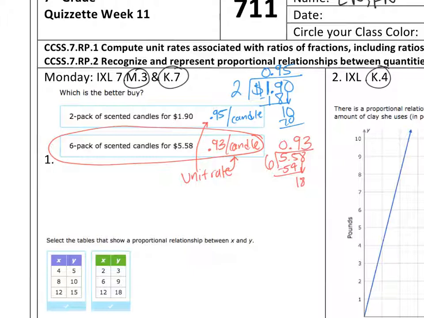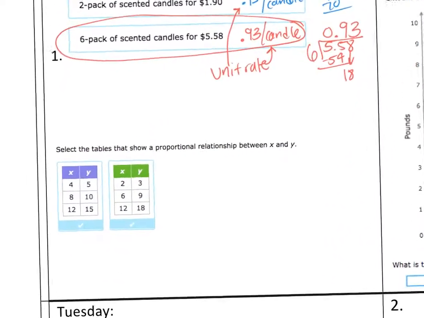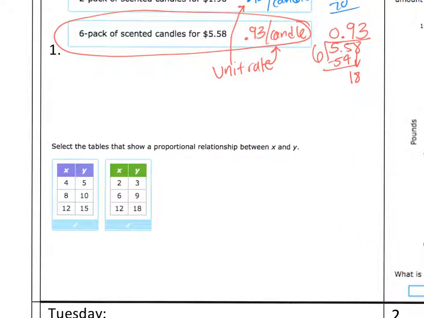Number 1, there's a second question here. Sorry for that noise. Number 1, the second question says, select a table that shows a proportional relationship between X and Y. So you are going to have to write both ratios. So let me see. I'm going to write the first one in purple. So my ratio is 5/4. That's my first ratio. My next ratio is 10/8. And my next ratio is 15/12.